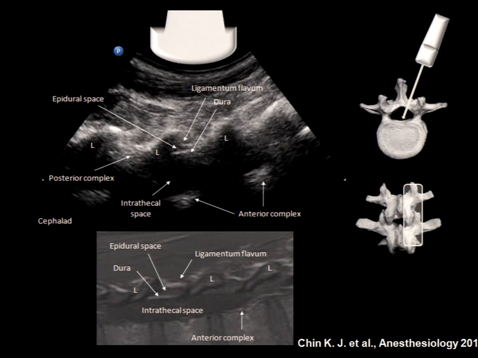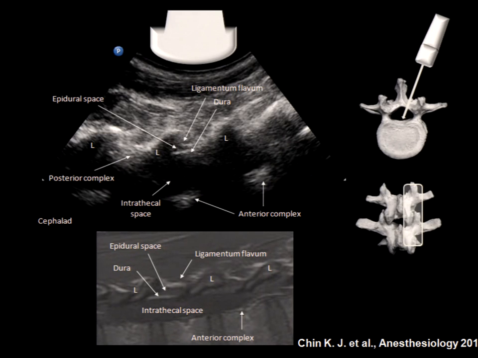Again, the volume where we have the transducer is this. And what you can see now, this is an MRI picture, this is the ultrasound picture in the longitudinal way along the spine. You see the laminas here and then interlaminar, the ligamentum flavum here, the dura, and then the anterior complex. That means you have the dorsal ligament, you have the anterior dura, and you have the vertebral body.